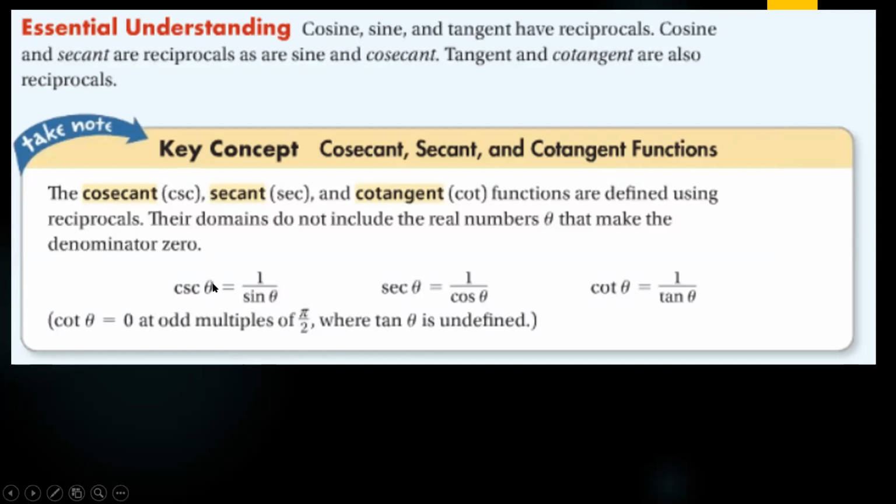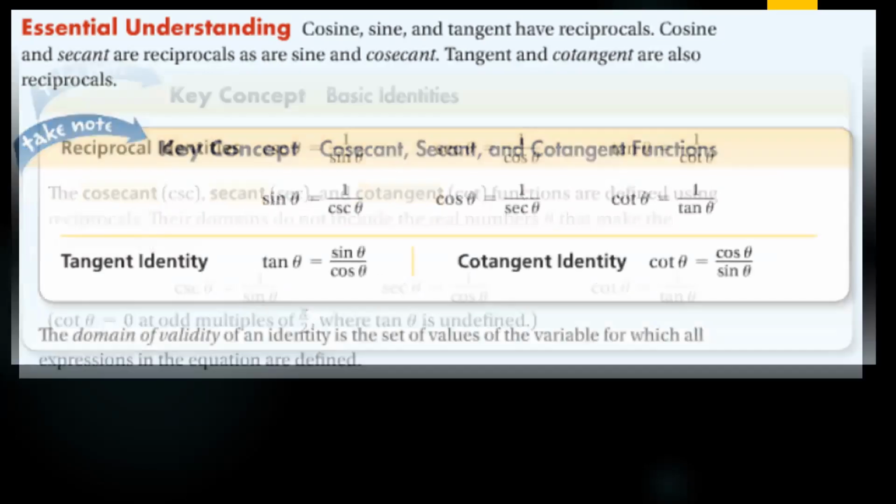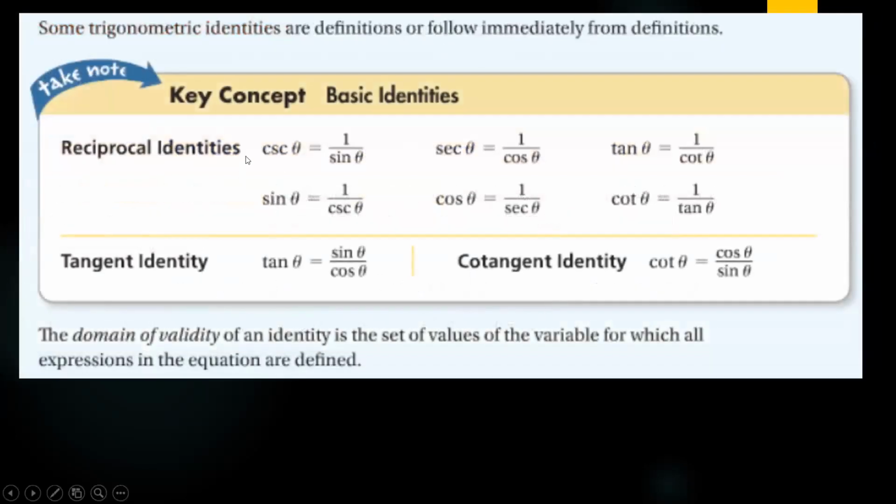The cosecant, as I told you, it's 1 over sine. The secant is 1 over cosine, and the cotan is 1 over tan. These are the three other basic functions. So by now we have sine, cosine, tan, cosecant, secant, and cotan. So we call them the reciprocal identities.